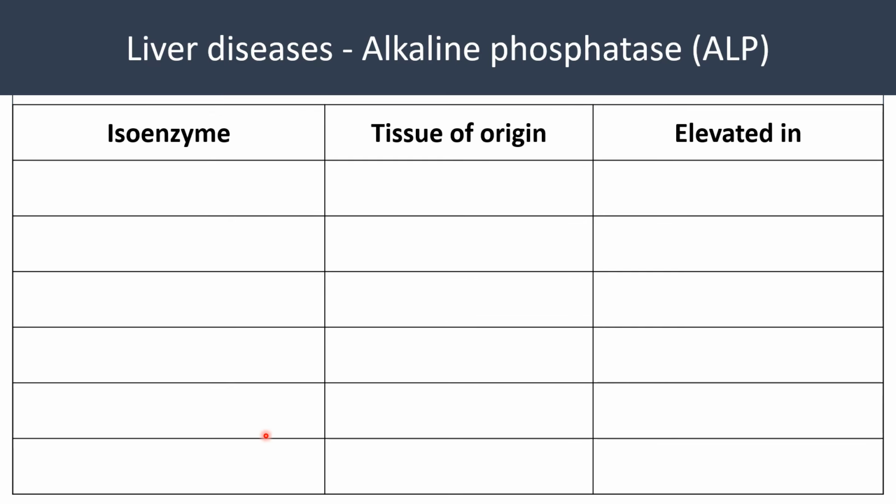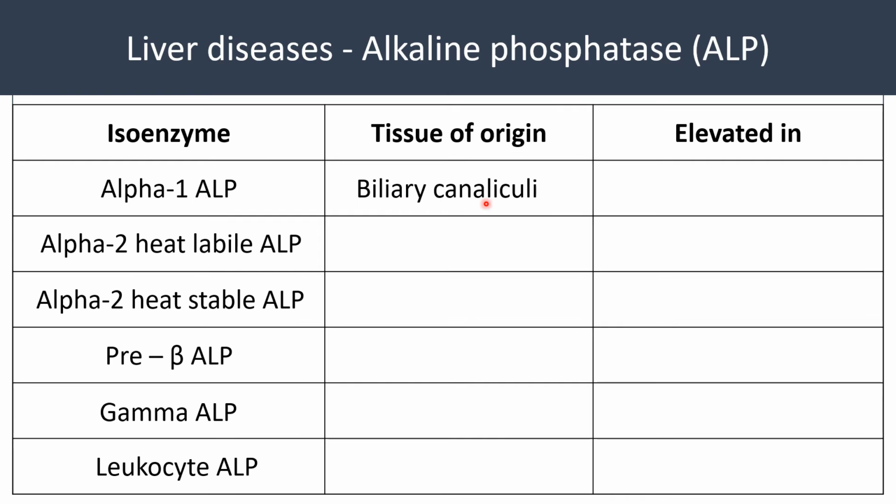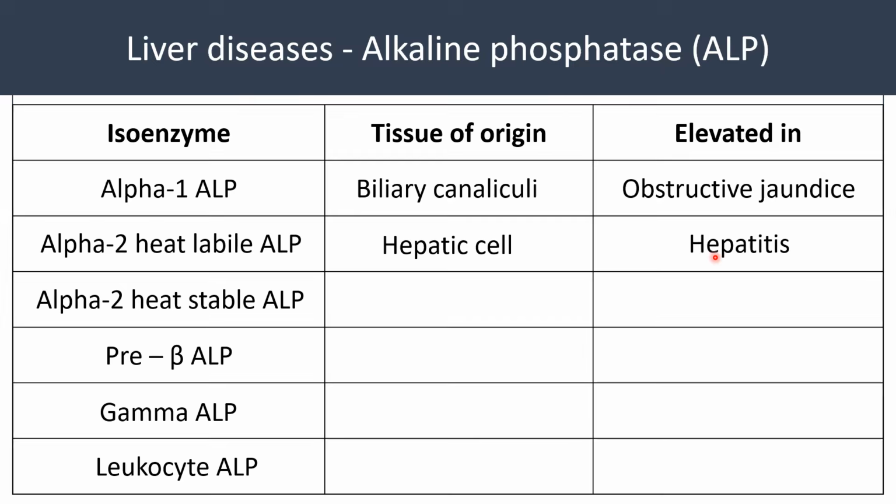So there are totally 6 subtypes, which we had already discussed in isoenzymes. So for ALP, we have alpha 1 ALP, alpha 2 heat labile and heat stable ALP, pre-beta ALP, gamma ALP and leukocyte ALP. Alpha 1 ALP is produced from the endothelial cells of the biliary canaliculi, so it will be elevated in obstructive jaundice. Okay. Alpha 2 ALP is produced from liver, so it will be elevated in liver disease, that is hepatitis.